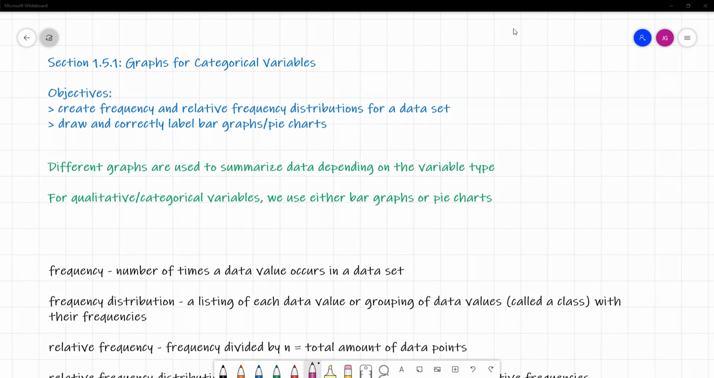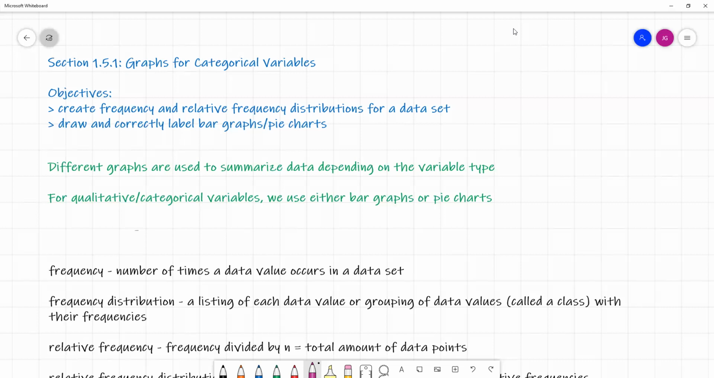It depends on the type of variable, right? And so for our qualitative or categorical variables, we're going to be using either bar graphs or pie charts, right? These are the two specific graphs that we use for that type of variable. So when you think of a histogram or a line graph, you would not use either of those graphs for this type of variable, right? So this is an important statement.